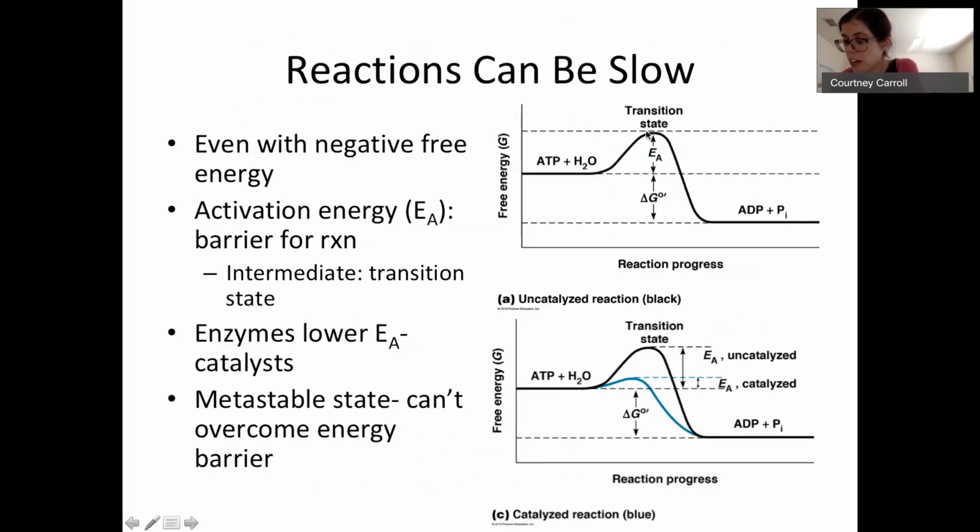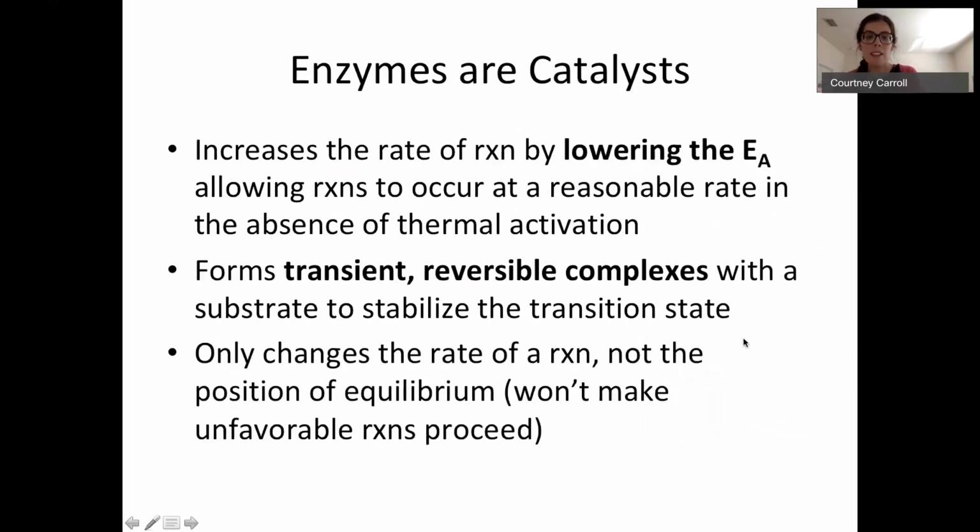That is because of the transition state, the high point in our free energy. And so enzymes that catalyze a reaction will lower the activation energy of our transition state and increase the rate of a reaction. Enzymes are catalysts, and they work again by lowering that activation energy through a reversible and transient complex with a substrate that stabilizes the transition state.